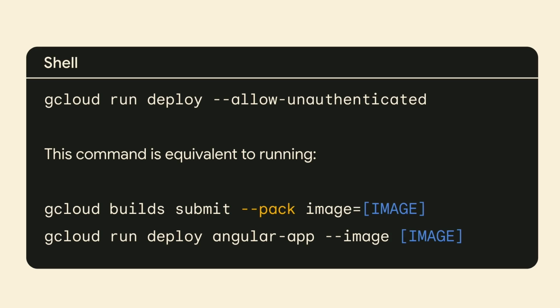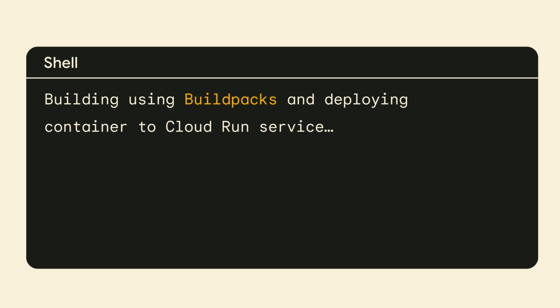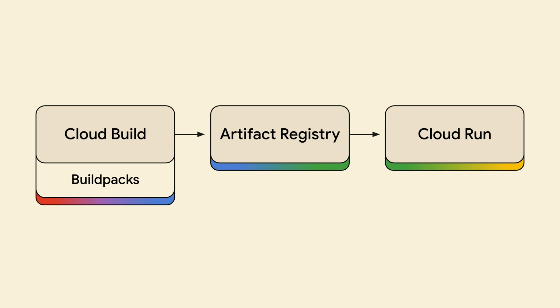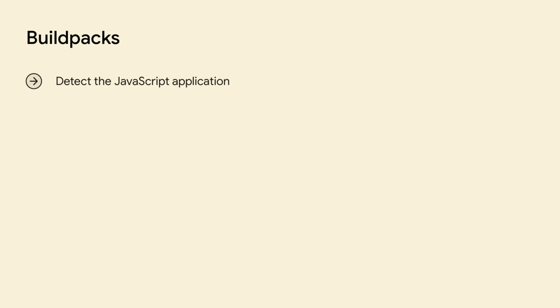Now, how is it doing it? We don't have a Docker file. So how is it doing it? It's actually that little flag right there, --pack. We are using something called build packs. So this says building using build packs and deploying container to Cloud Run service. So build packs is one of the ways that Cloud Build does that. It's the way that it does it automatically without you providing a Docker file.